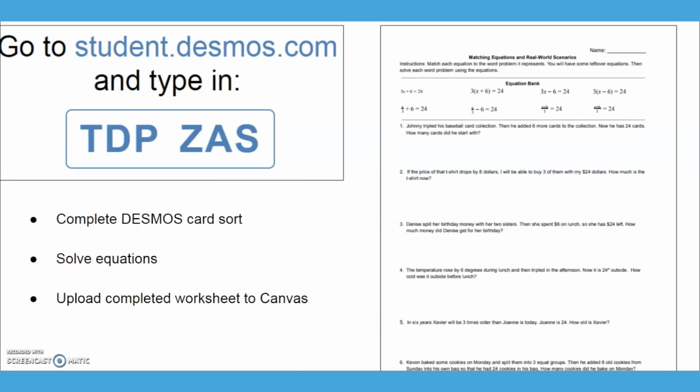Okay, so here's what you're going to do today in training. You're going to go to Desmos at studentdesmos.com and use this class code to get into the card sort. When you are done with the card sort, then on the worksheet, please solve the equations now that you've matched them. And when you're done, upload that worksheet to Canvas.